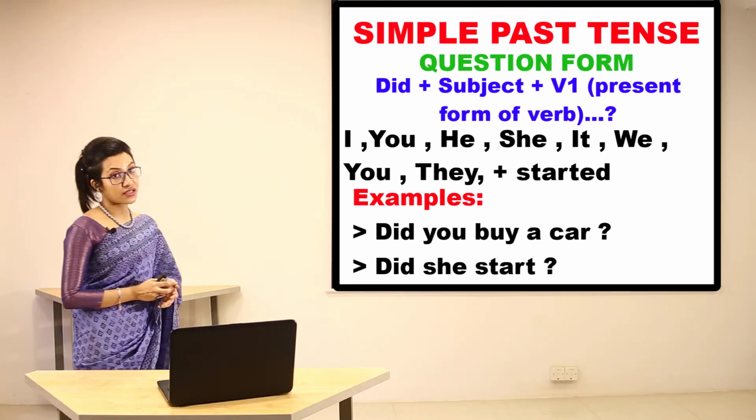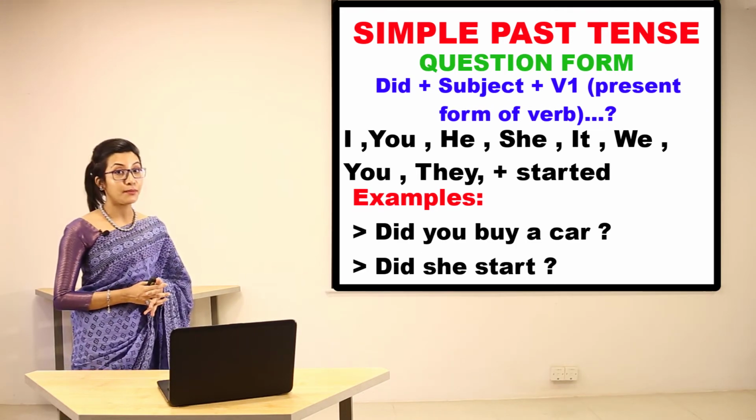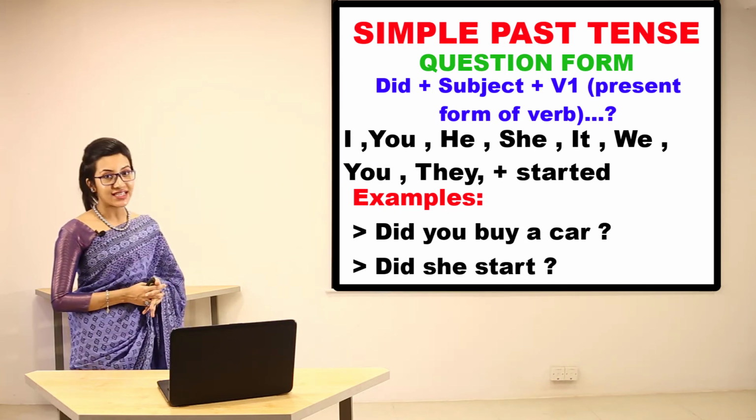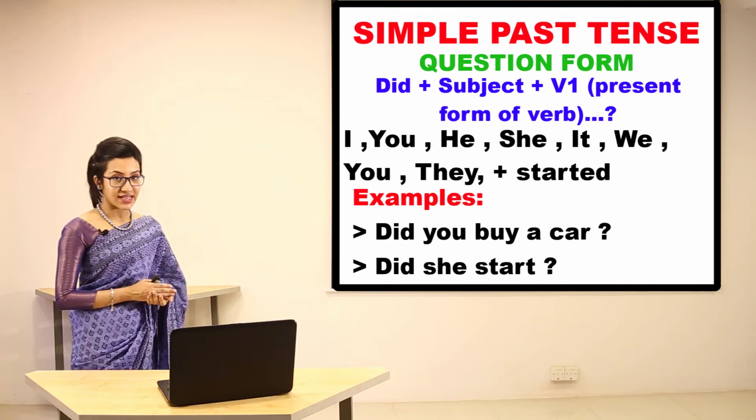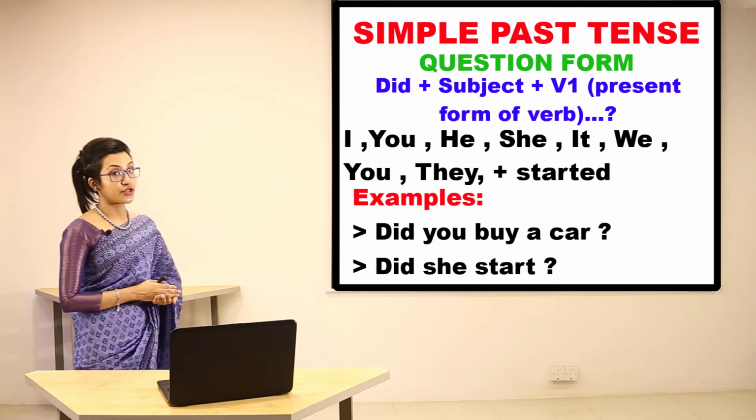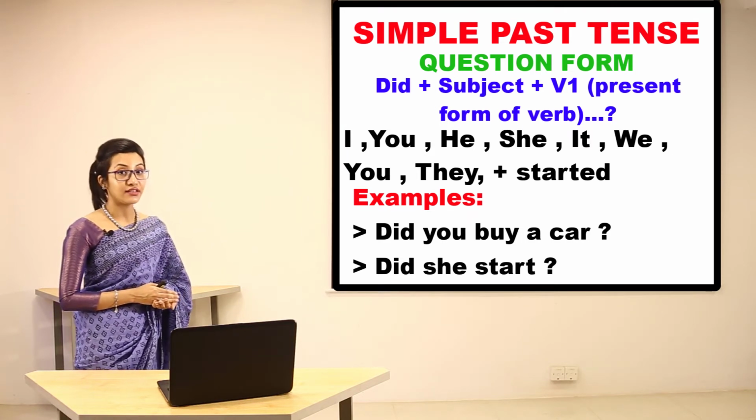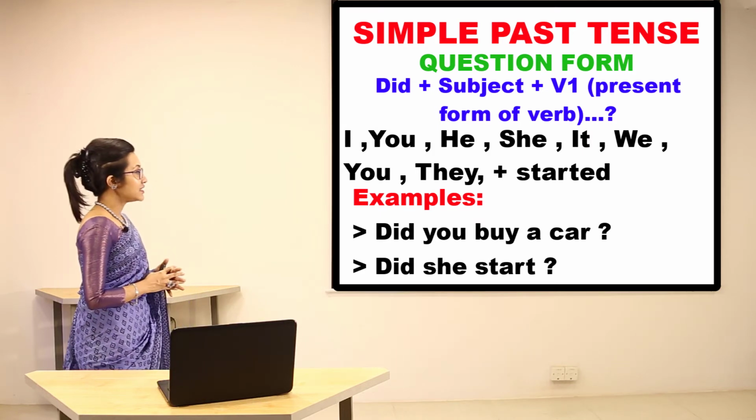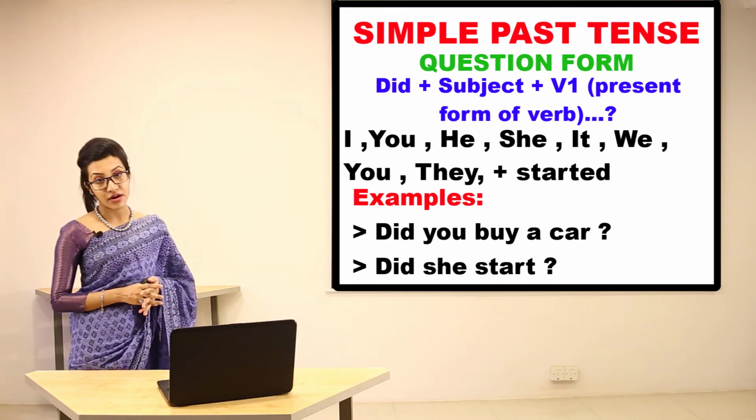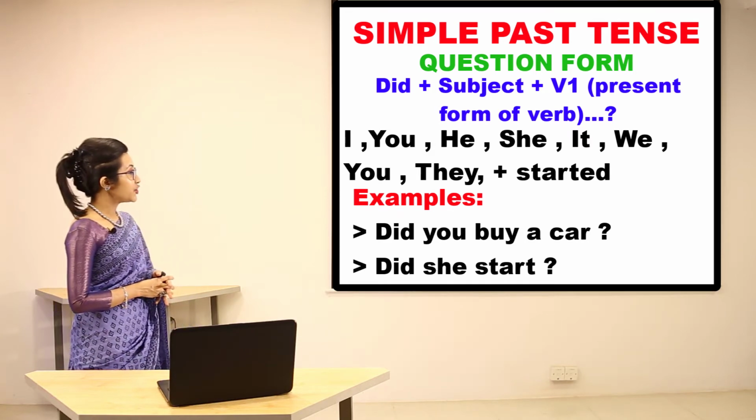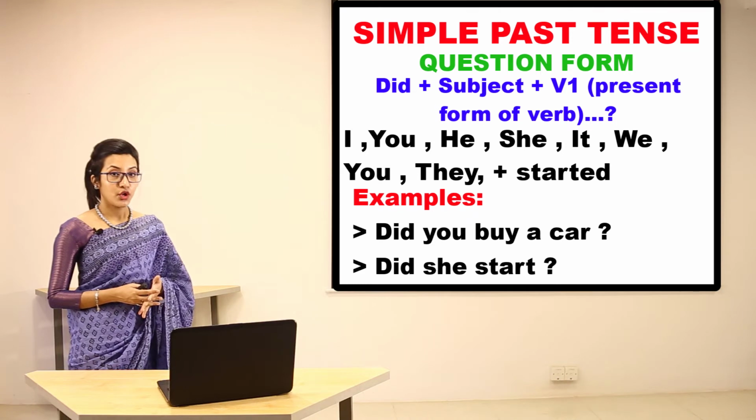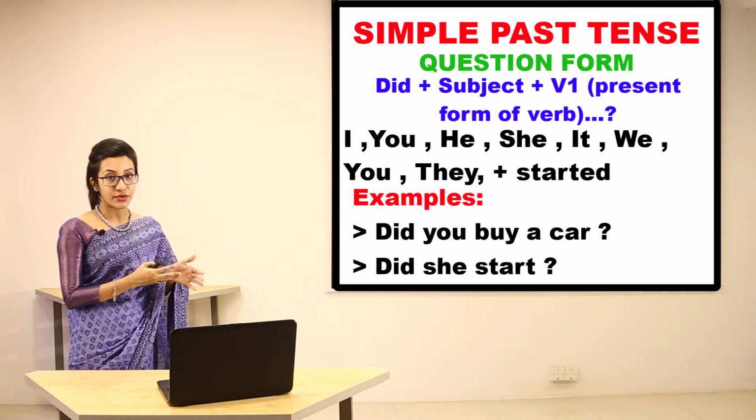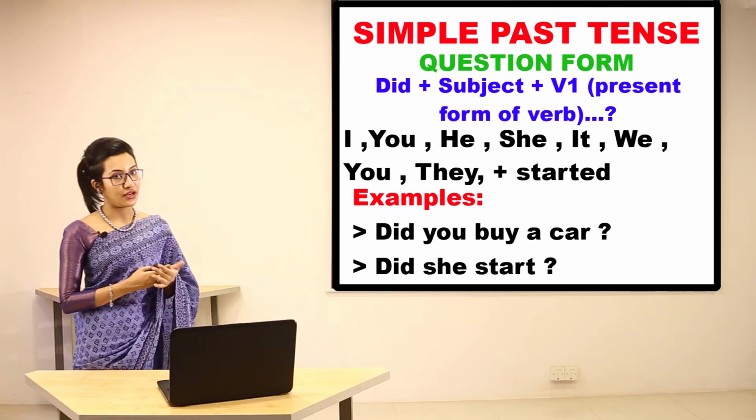Now, if you want to ask a question using the simple past tense, what can you do? You use did at the beginning of the sentence, and then the subject, and then the present form of the verb, or V1. For example, did you buy a car? Did she start? So the same sentence has been shown in 3 different structures: affirmative, negative and interrogative.